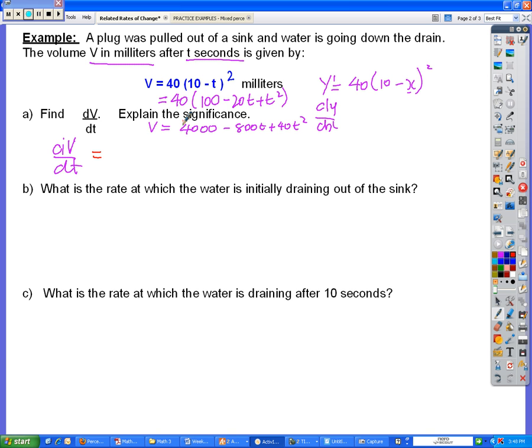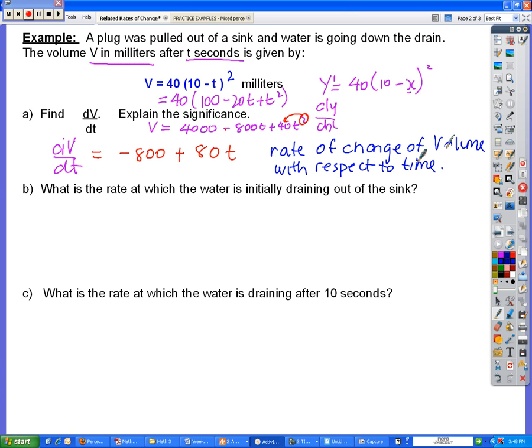Let's go. Derivative of 4,000, that's a constant, it goes. Negative 800t, we'll have a negative 800 here. And 40t squared, let's use our power rule. 2 comes down the front, and we have plus 80t. So there's dV dt, but what does it mean? What is that really saying? What is it representing in this scenario? Well, we're looking at the rate of change of the volume of the sink with respect to time.